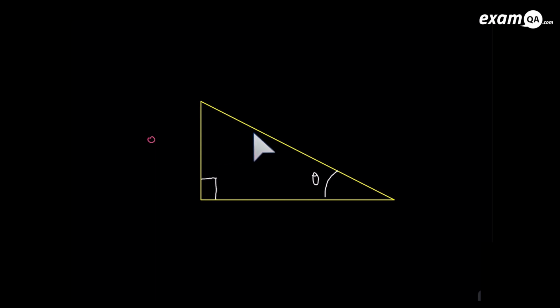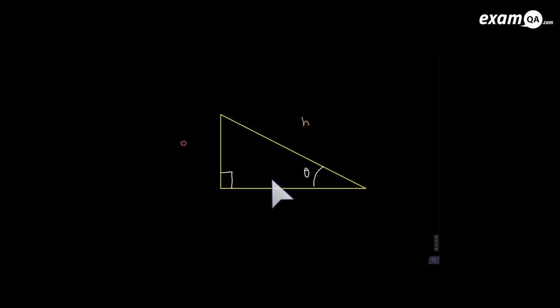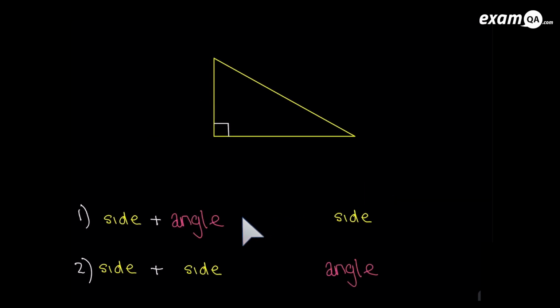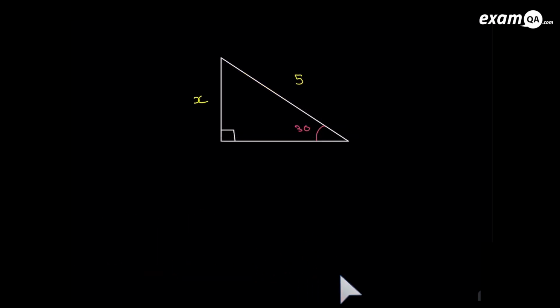The longer side opposite the right angle will be our hypotenuse. We'll just write H for short. And the remaining side will of course be the adjacent. So that's how we label our triangle. Now let's go ahead and see where we might use it in a question. So there's two scenarios you can use it. If you have a side and an angle, you can work out another side. Or if you have a side and a side, you can work out an angle.